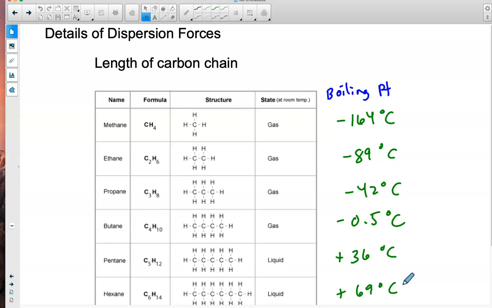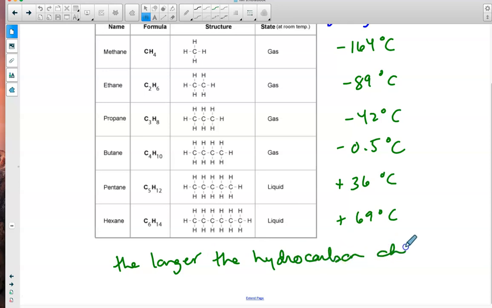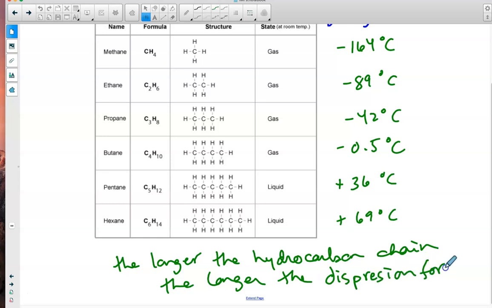So we can see that it gets harder and harder to boil the liquids as the chain length grows, so it stands to reason that we can conclude that the longer the hydrocarbon chain, the stronger the dispersion forces. I've got some bad spelling in there. That should be larger, the dispersion forces. And I've got dispersion spelled a little bit wrong. That's okay.